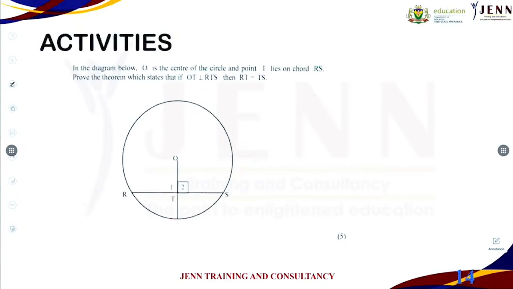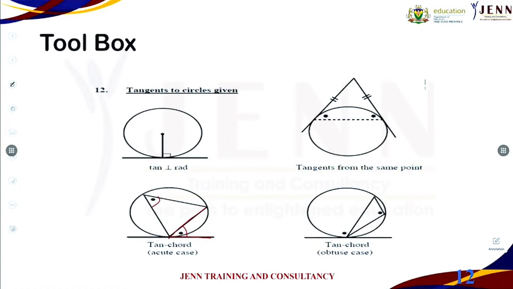toolbox, if tangents are now given, remember we have an acute case of what? Chord. If we have an angle between a tangent and a chord, which is this angle, it will definitely be equal to what? The angle in the alternate segment. So that is the chord theorem.